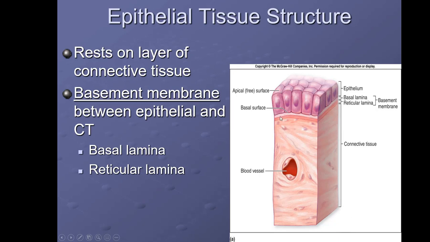So epithelial tissues are attached to something called the basement membrane. There's 2 layers. There's a basal lamina, which is more superficial, and reticular lamina, which is a little bit deeper. All of this down here would be connective tissue. So remember, epithelial tissue does not have blood vessels, but that's why you see a blood vessel here, because this is connective tissue, which we'll talk about after epithelial.